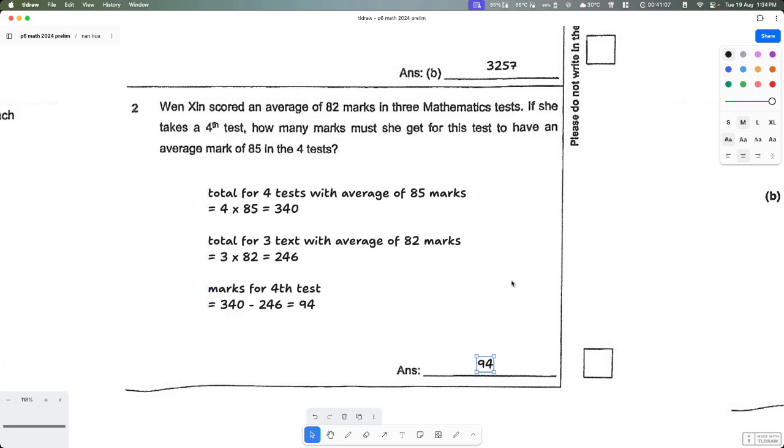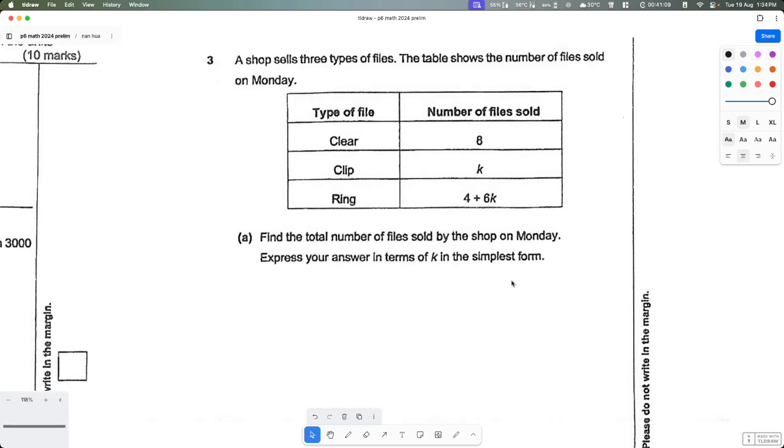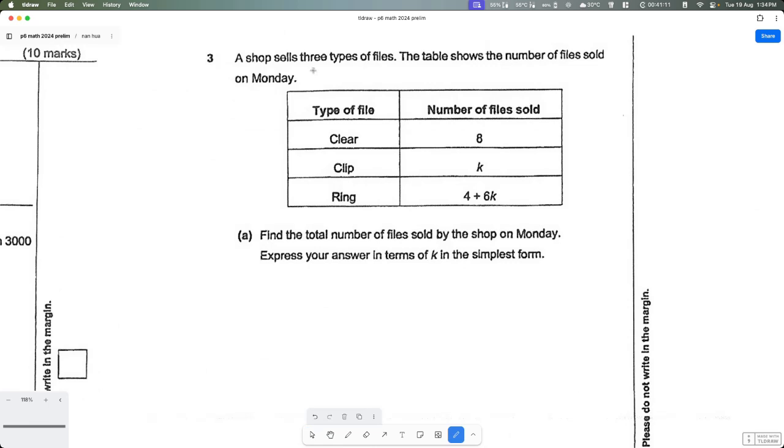Okay, let's move to the next question. Question number 3. A shop sells 3 types of files. The table shows the number of files sold on Monday. We have 8 for clear, clip is K, and ring is 4 plus 6K. Part A. Find the total number of files sold by the shop on Monday. Express your answer in terms of K in the simplest form.